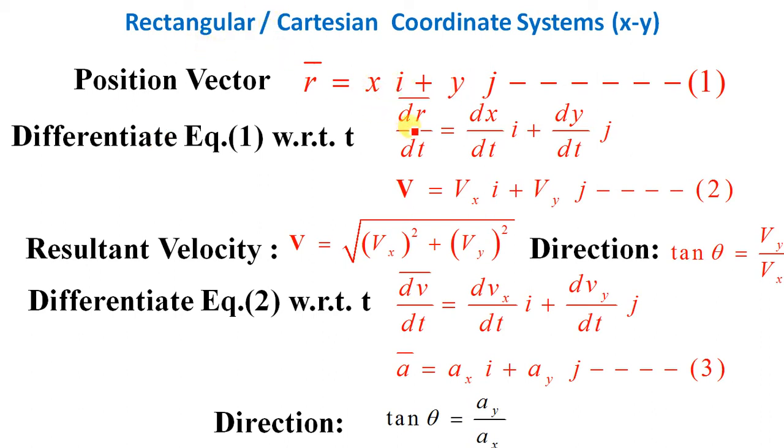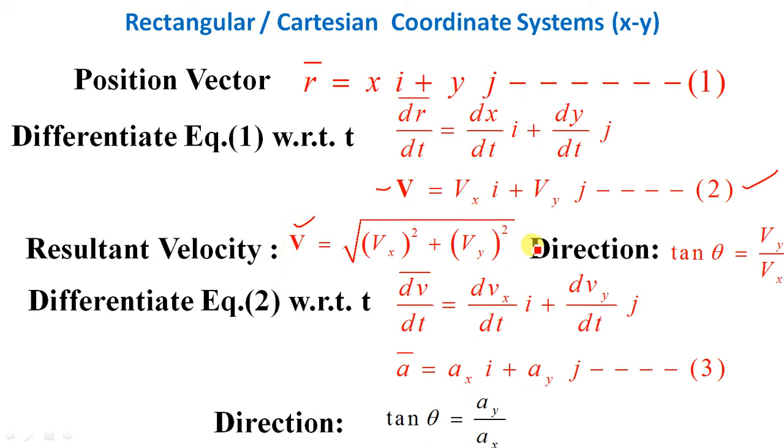What you will get, dr by dt is equal to dx by dt i plus dy by dt j. If we differentiate the position vector with respect to time t, you will get the velocity v. That is nothing but v is equal to vx i plus vy j. Let's say this is my equation number 2. In order to find the total velocity v, we have to use the formula v is equal to under root of vx square plus vy square. That will give you the resultant velocity v.